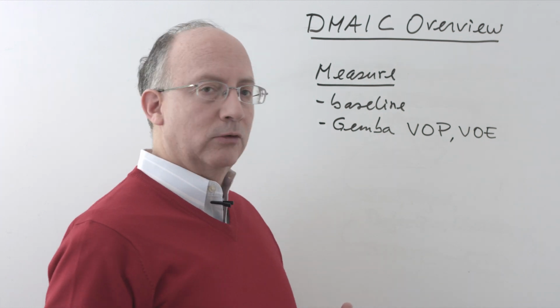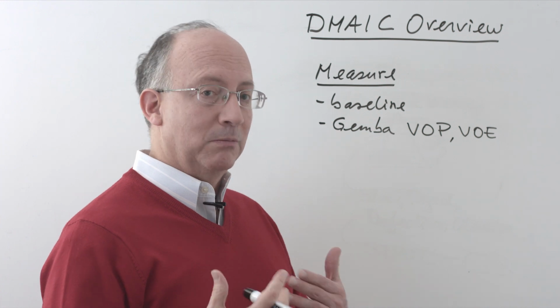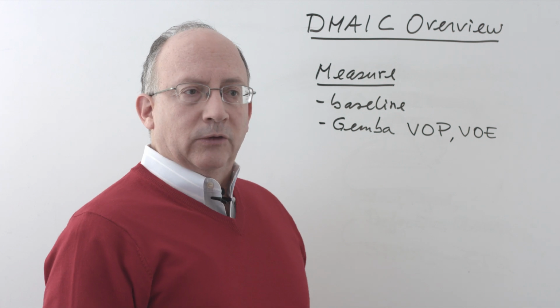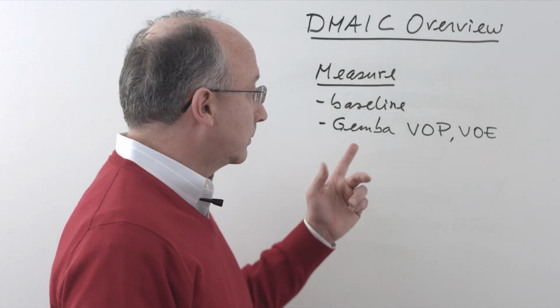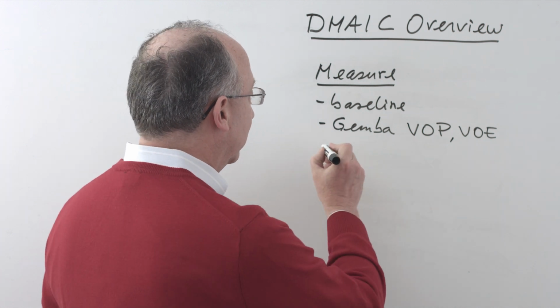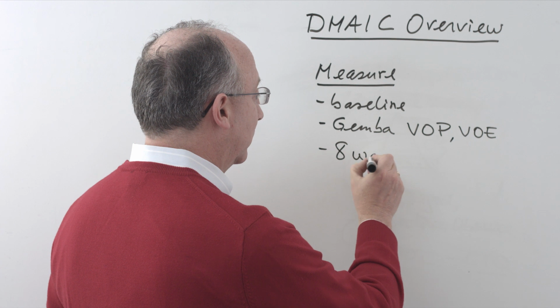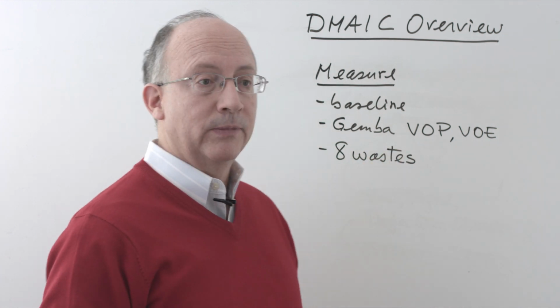If you launch a project correctly, and you create trust with the various individuals who are impacted by the problems that you're trying to solve, then the voice of the employee is something that should come out pretty naturally. As an outcome of a Gemba visit, this is where you can also identify all the various forms of waste. And in particular, we talk about the 8 wastes of lean.